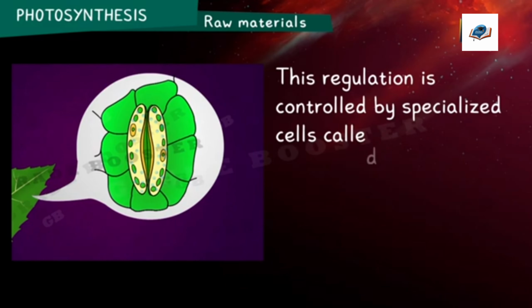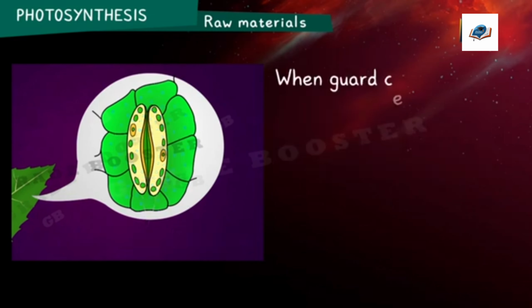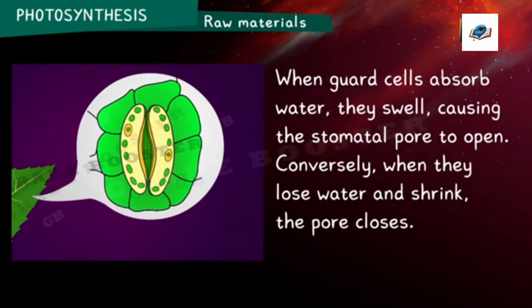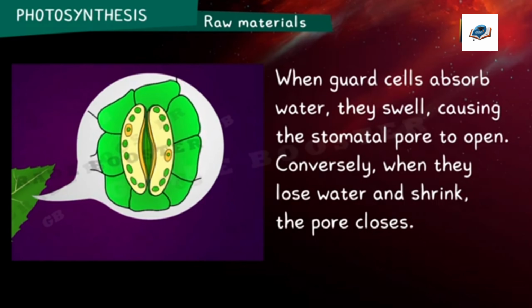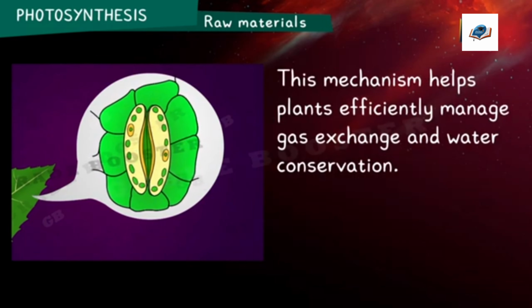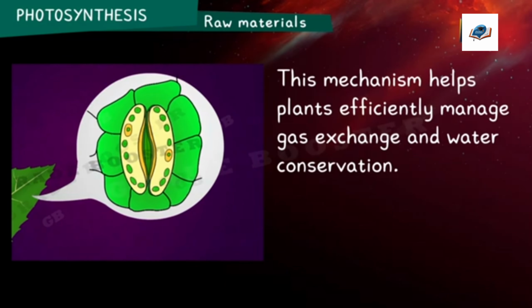This regulation is controlled by specialized cells called guard cells present in the stomata. When guard cells absorb water, they swell, causing the stomatal pore to open. In the same way, when they lose water, they shrink and the pore closes. This mechanism helps the plants to efficiently manage gas exchange and water conservation. This is how plants get carbon dioxide.